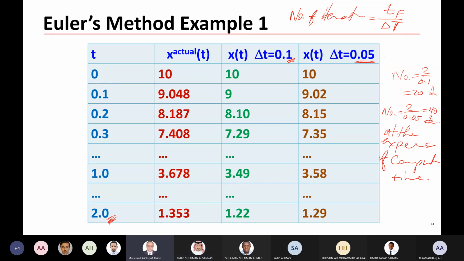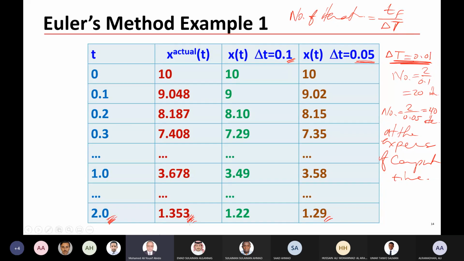Of course, if we try delta t equal to 0.01, we will get a better solution than this. We will get it very close to, or closer to, 1.53. But this, of course, is at the expense of the computation time. And you have to compromise between this and this.